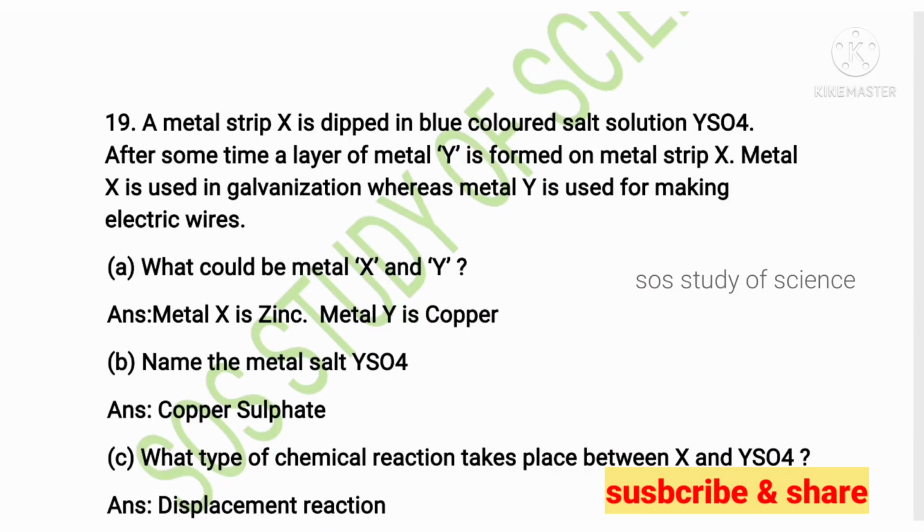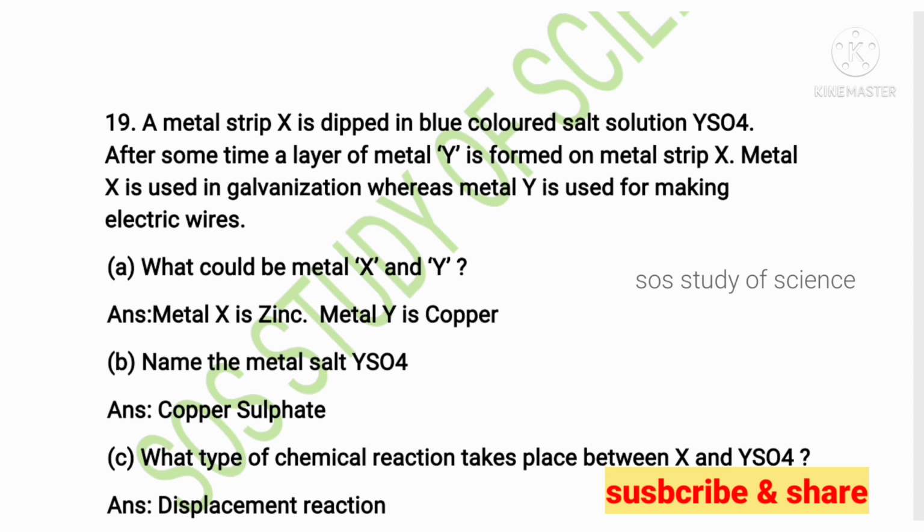Next question: a metal strip X is dipped in the blue colored salt solution YSO4. Children, blue colored salt solution, see, they have given SO4. Blue color is copper. So copper sulphate solution. You got an idea about the solution. So which is the metal strip X here? Let us read the question further. After some time, a layer of metal Y is formed on the metal strip.